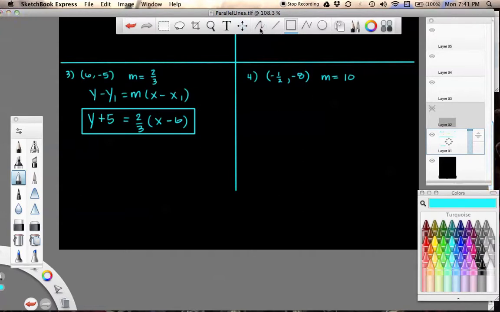Please do problem number 4. Problem number 4, y opposite of y sub 1 equals m times x opposite of x sub 1. Instead of color coding, we're just going to go through the problem. Y opposite of y1, opposite of negative 8 is positive 8, equals, the slope is 10, times the quantity of x opposite of x sub 1, so plus 1/2.